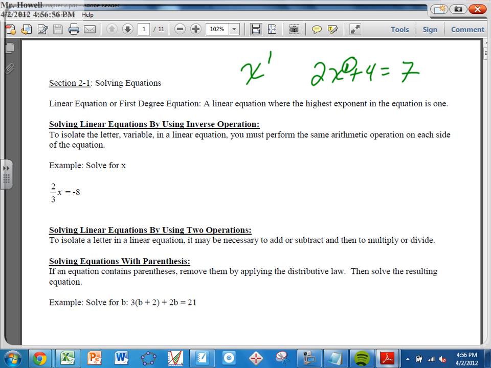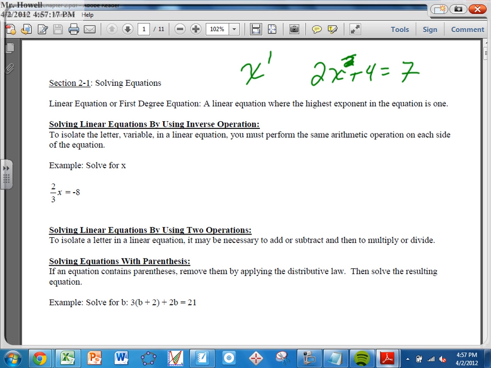But if this were 2x squared plus 4 equals 7, now this is quadratic. Okay, again, linear versus quadratic. So what we're going to study right now are just standard linear equations. So generally speaking, if you want to solve a linear equation, you need to do the opposite of what has been done to it. So let's look at our first example.